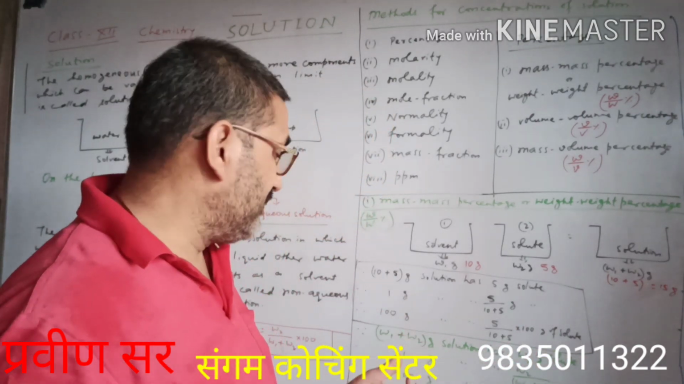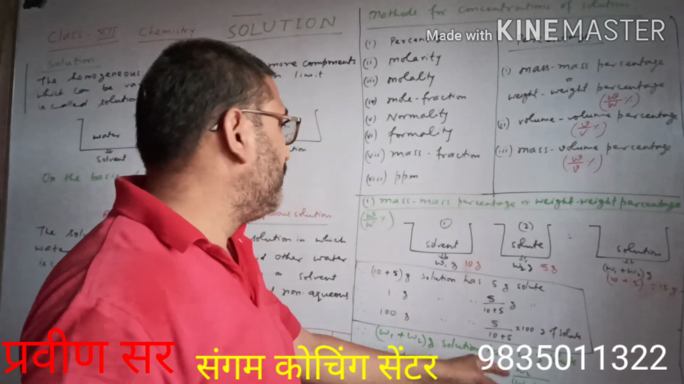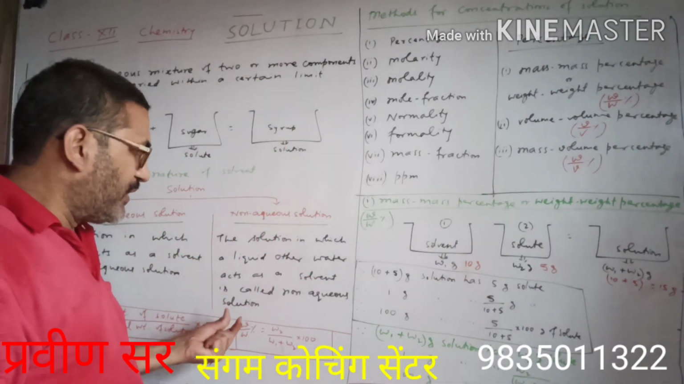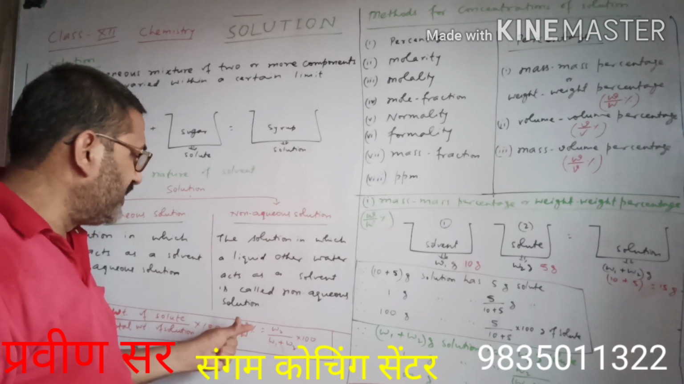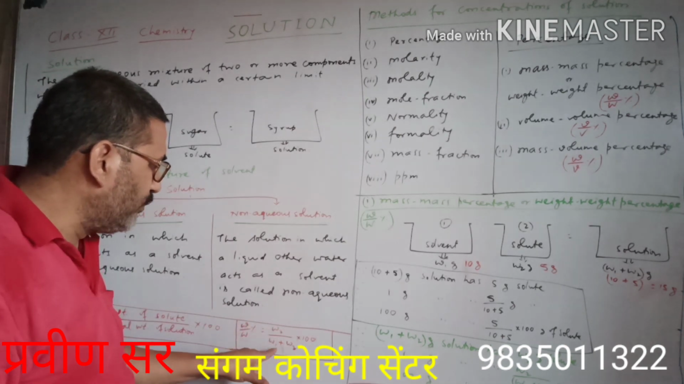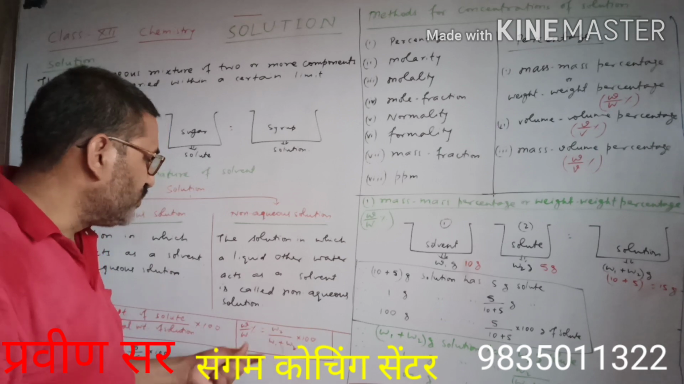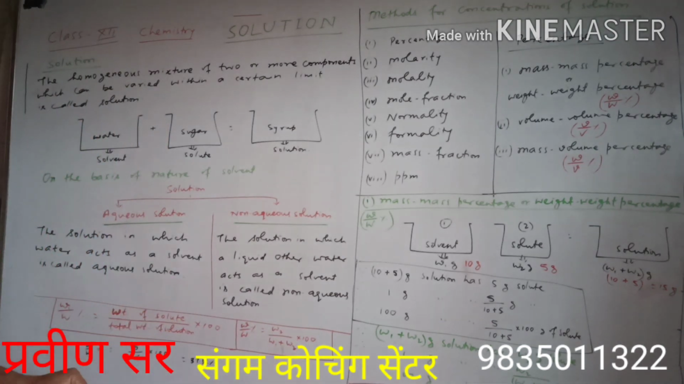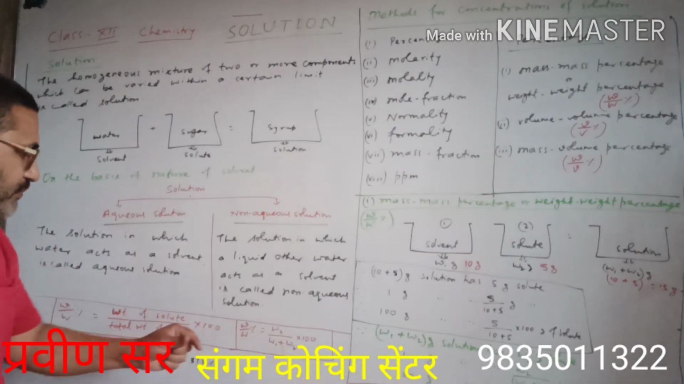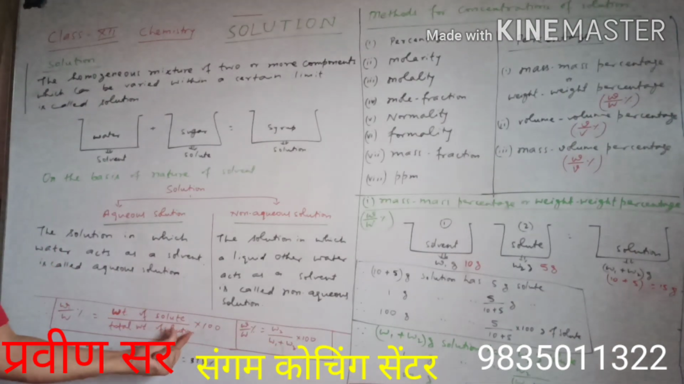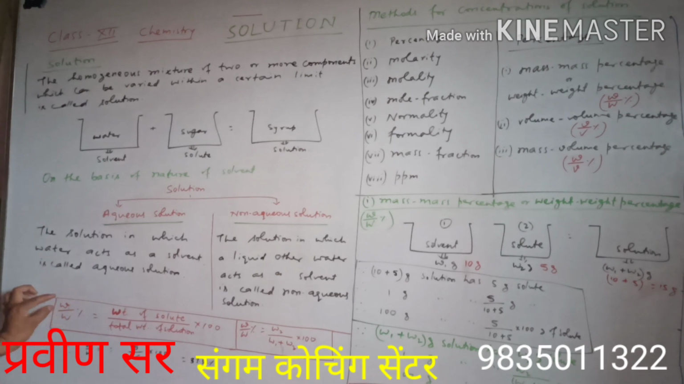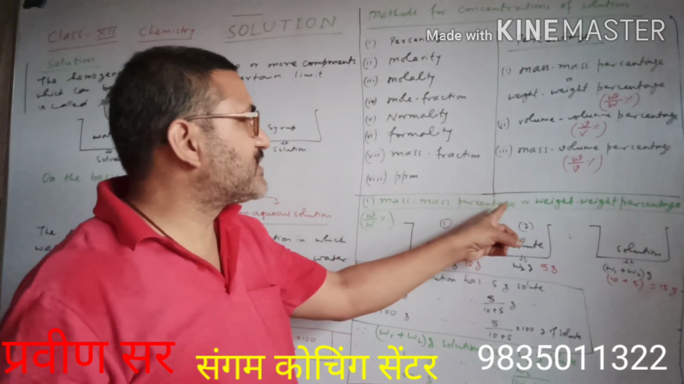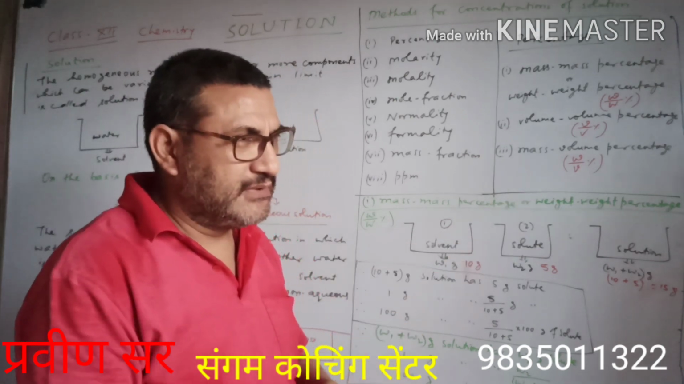Then we can make the formula of mass percentage. W by W percent is equal to W2 by W1 plus W2 into 100. That means W2 is the weight of solute, and W1 plus W2 is the total weight of solution, into 100. This is the formula of W by W percent, that means mass percentage or weight percentage.